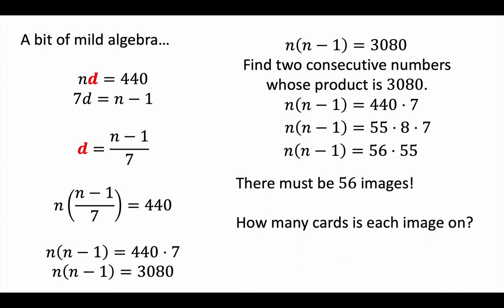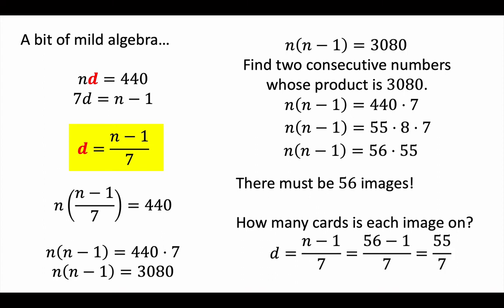Cool. So we could stop here, but we're curious, folks. So what we'll do is we'll calculate how many times each image appears. That's the equation d equals n minus 1 over 7 with n equal to 56. We find out that every picture appears 55/7 of a time. Something's not good here. Now, all of the equations that we established were good equations. The logic was sound. Where did we go wrong?